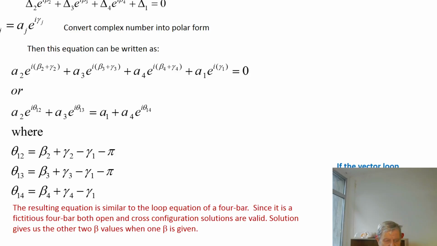In this case, since it is a fictitious four bar, it is the vector loop, you have to take care of both of the solutions. You have to solve for both solutions, and both of them will be valid. So for every value of beta 2 that you select, or beta 3 or beta 4, it doesn't make any difference, you are going to have two different values for beta 3 and beta 4. So you will end up with two sets of solutions for each beta 2 you select. That's very important. Remember, this was the same thing for geometrical construction. We have always obtained two solution pairs.